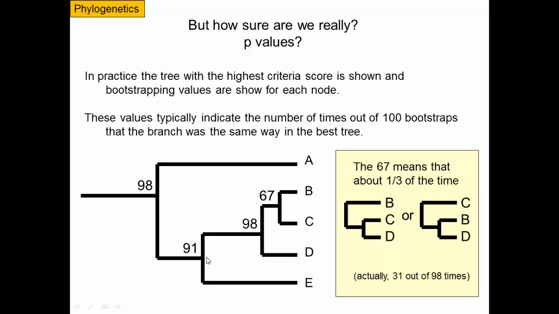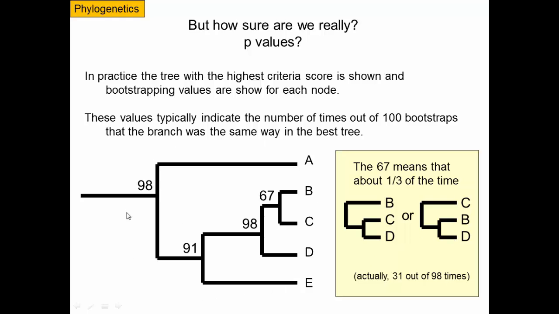This part here is a little less certain. So E being the outgroup to those, that only happened 91% of the time. But then like 98% of the time, we have these 3 together, something like this. And if you think about this node here, this 67, for B and C being more closely related to each other than to D, well, 98% of the time, B, C, and D are more closely related to each other than they are to A or E. 67% of the time, it's B and C. That means that about a third of the time, we got a tree like this, or we got a tree like this, where B, C, and D are still closest relatives, but 31 out of those 98 times, you didn't get B and C most closely related. You either got C and D or B and D.